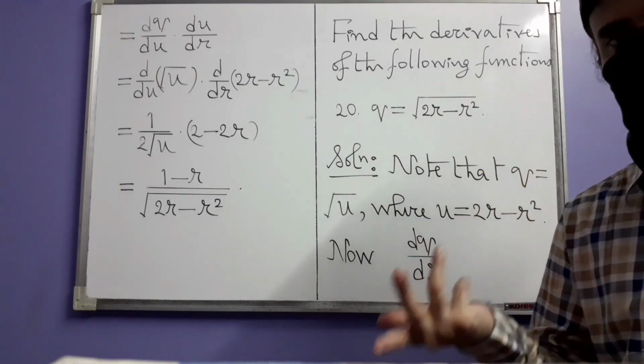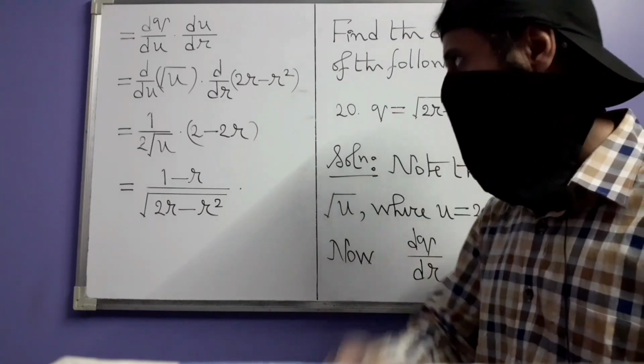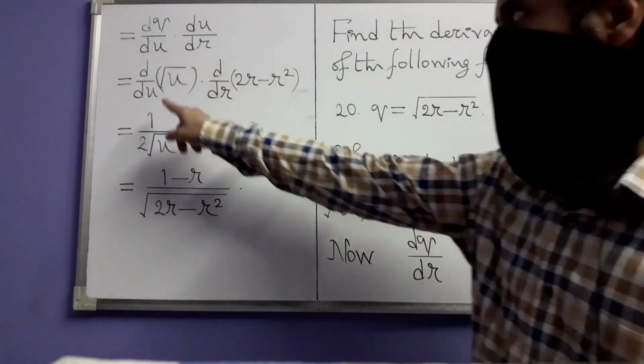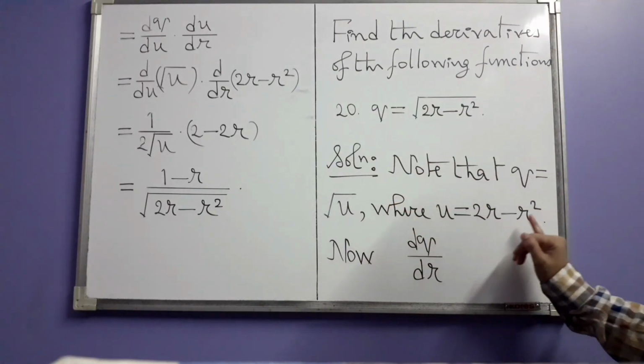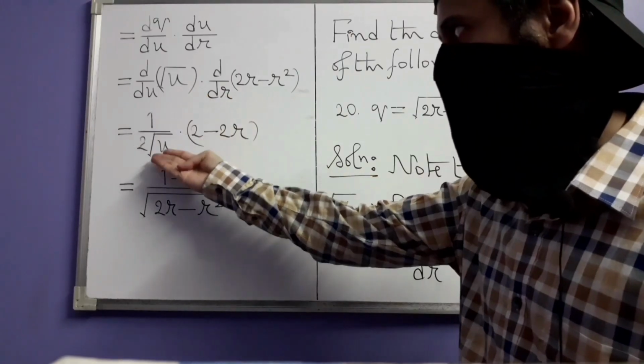You can name it anything you like as per your convenience. But anyway, let's come to the actual thing now. So what is q? Q is square root of u. So d/du of root u times d/dr of 2r minus r squared. Now you already know what this derivative is.